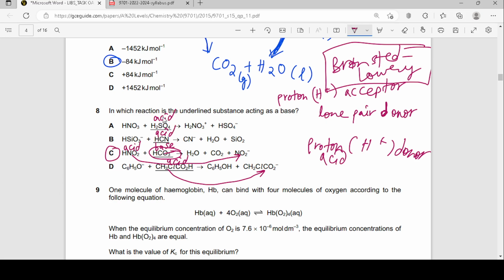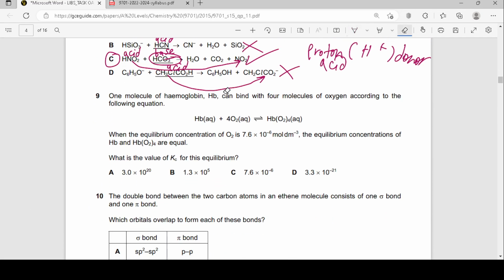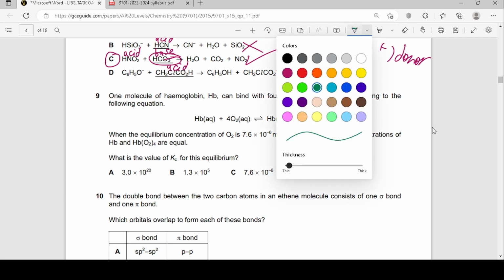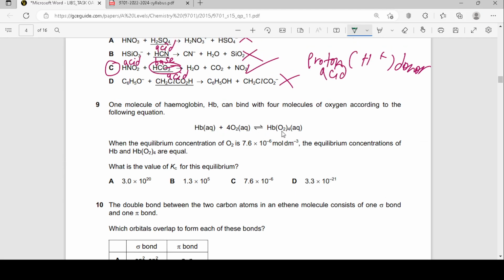By the process of elimination, these three are acids, so these can't be the answer, and so this is your answer. And the next question is basically one molecule of hemoglobin, Hb, can bind with four molecules of oxygen according to the following equation. Hb + 4O2 gives Hb(O2)4, and this is a reversible reaction. When the equilibrium concentration of O2 is 7.6 x 10^-6, okay?